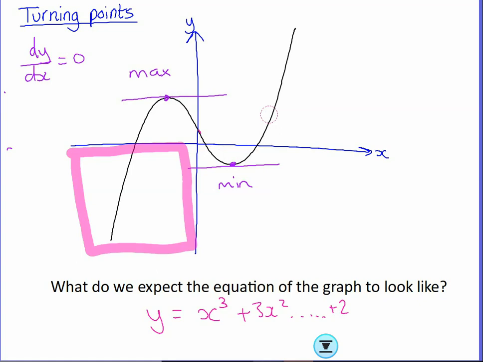And just while we're here, just want to talk about this. So this function here, we would say every point along here, this graph has a positive gradient, and then between these turning points we would say there's a negative gradient, and then once again after this turning point there'll be a positive gradient. So the gradient actually fluctuates between positive to negative to positive.